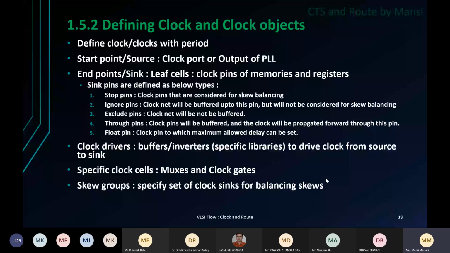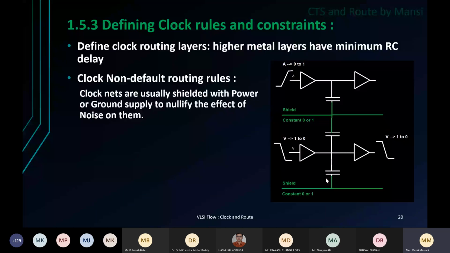Now we will define clock rules and constraints. So the major rule for clock is routing them in the higher metal layer, because it has the minimum RC value. So it has the minimum delay, and the clock is propagated faster. Now, for all the signal routing, what happens is we will use default metal layers, default metal width and all.